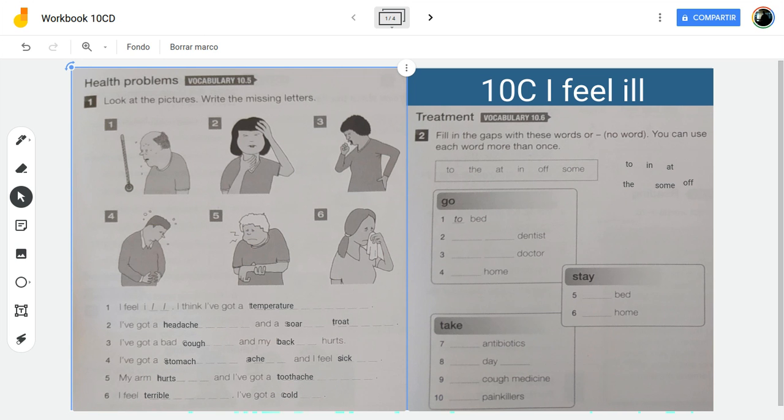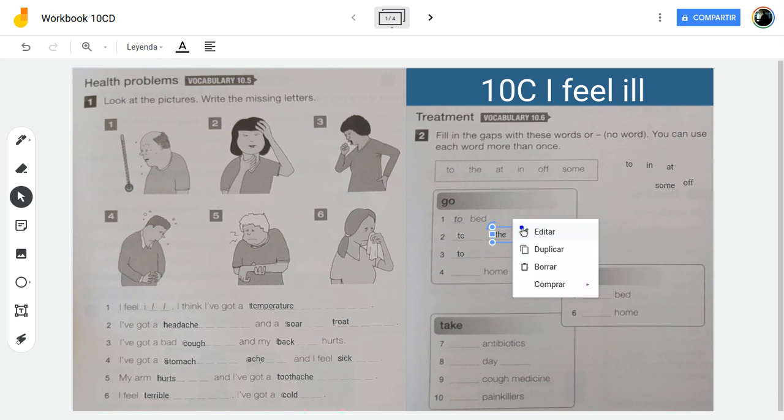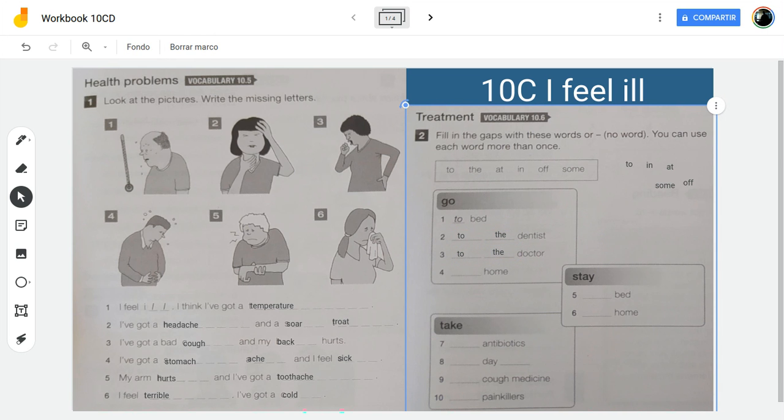Moving on, we're going to use the articles to complete the expressions or verb phrases. For example, go to bed, go to the dentist, go to the doctor. And the last one, go home. This one doesn't have anything there. Go home. That's it. Next one, stay in bed. Next one is stay at home. You can say stay home or you can say stay at home.